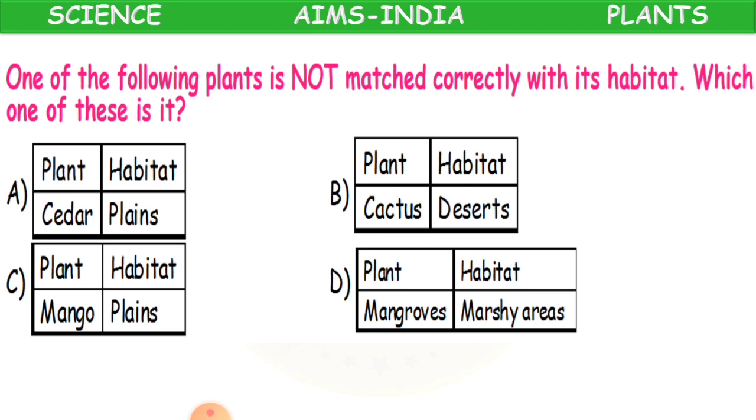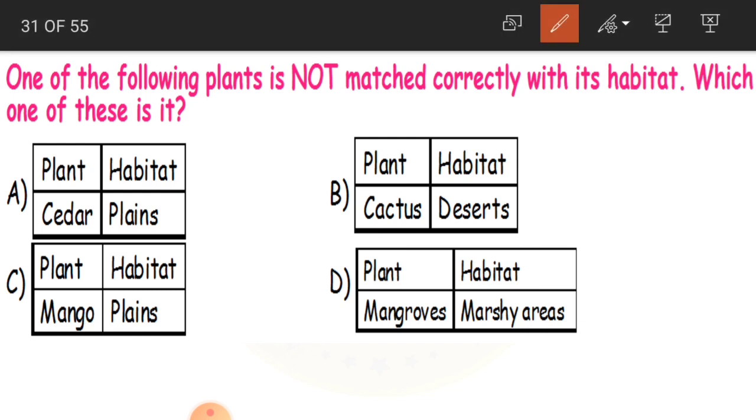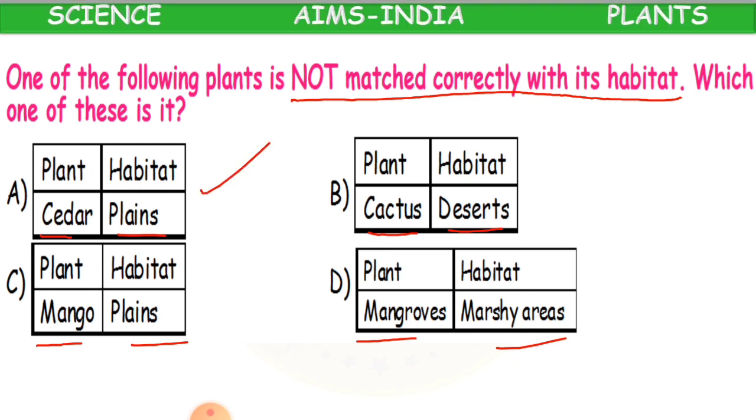Clear, children? And the next question is, one of the following plants is not matched correctly with its habitat. Which one of these is it? See, which is not matched correctly with its habitat. So that you have to remember. Now let us see: cedar on plains, cactus habitat is deserts, mango is on plains, mangroves are in marshy areas, and which is not matched is option A, that is cedar on plains.